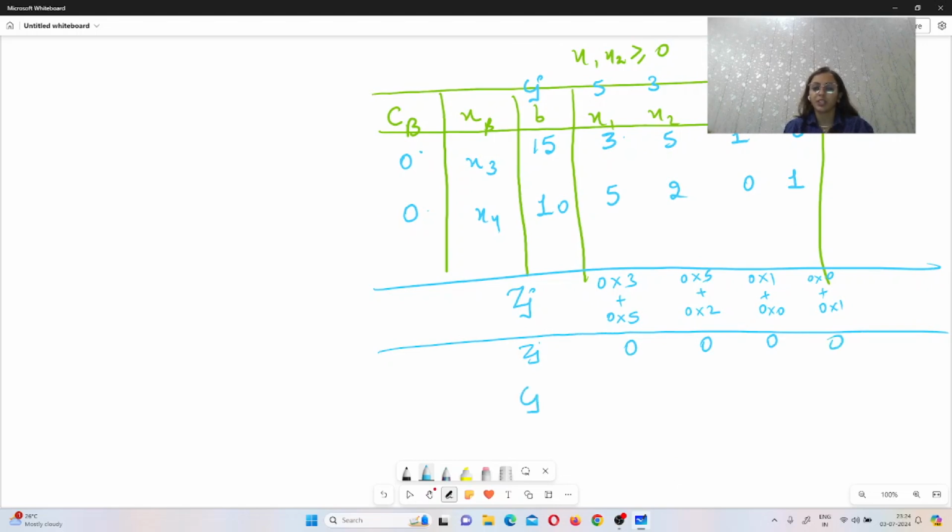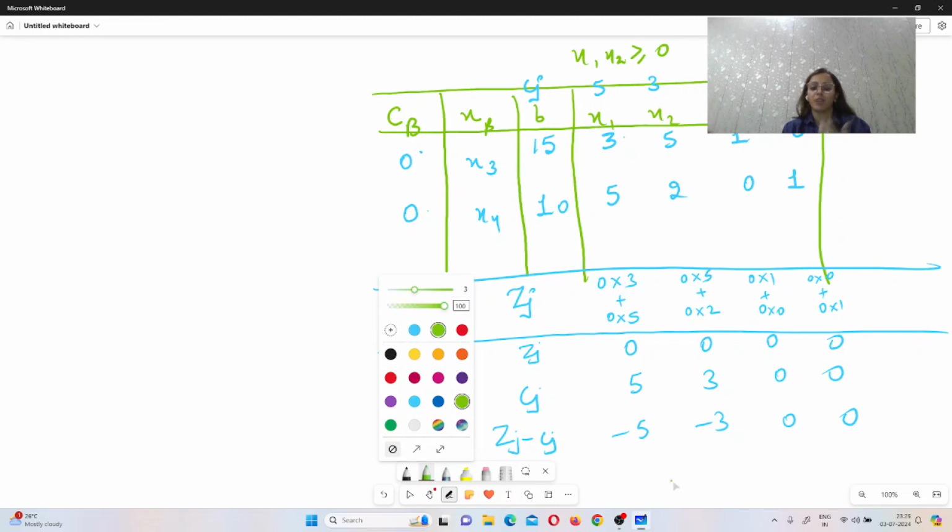And what is the Cj? We have already written up Cj is 5, 3, 0 and 0. Now subtract Zj minus Cj, that is 0 minus 5, that is minus 5, minus 3 and 0 and 0. From this we have to select the value having the least value. So the least one over here is minus 5. So we select the minus 5.